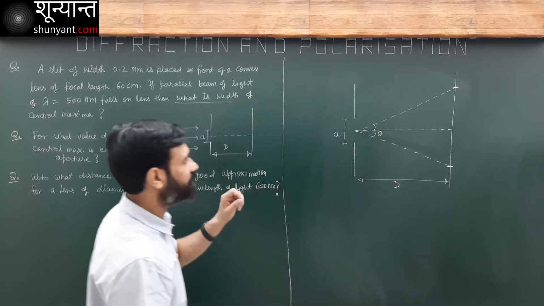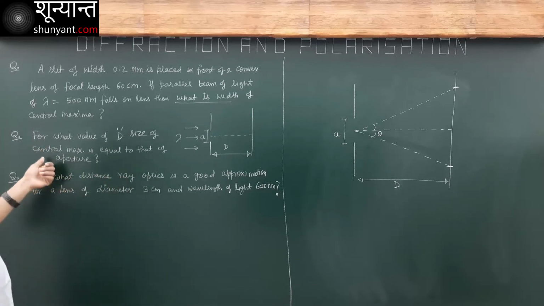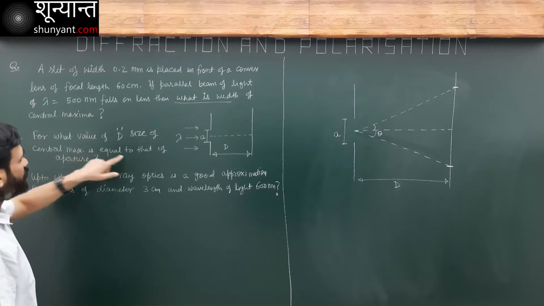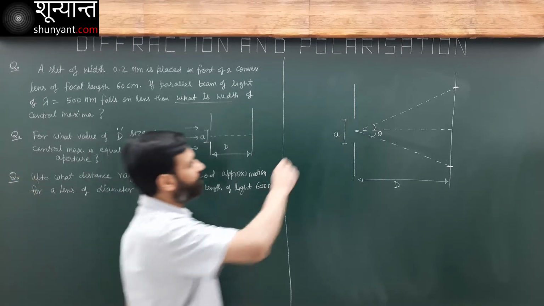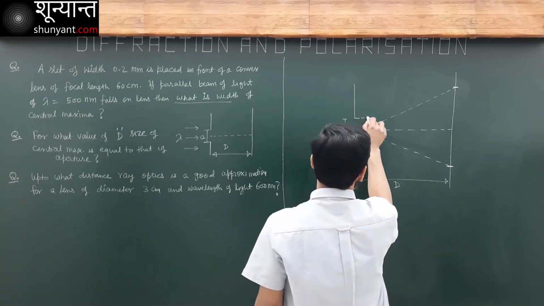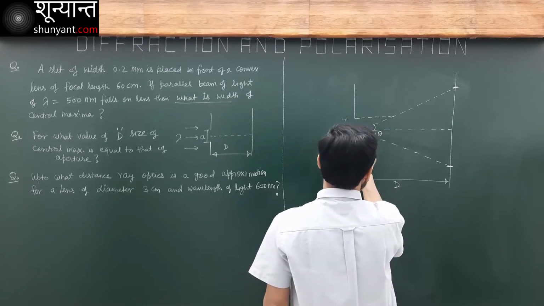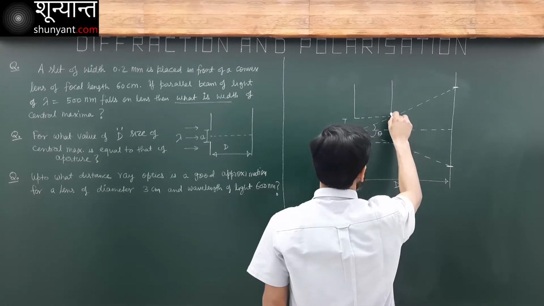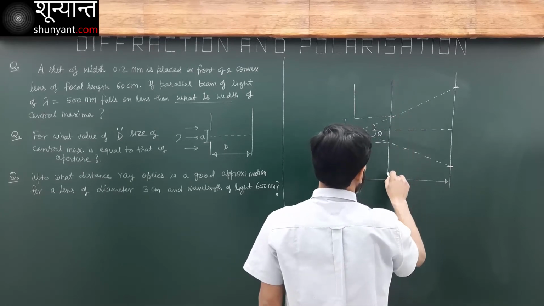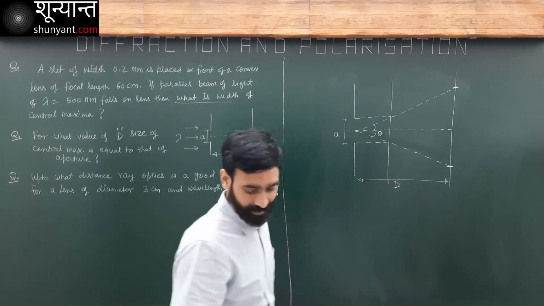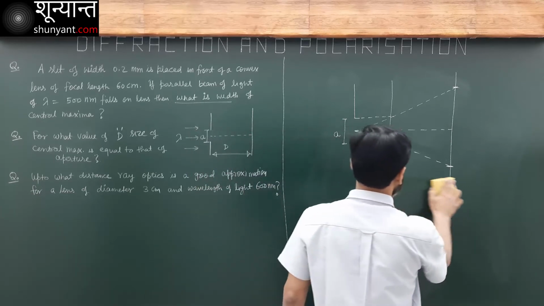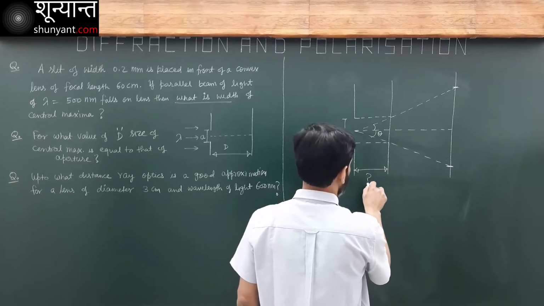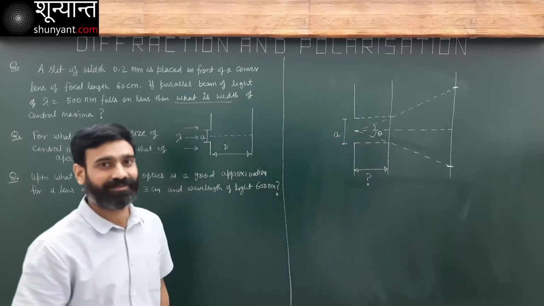Now I want my central maxima to be of the same width. For what will it be? The size of the central maxima is equal to that of the aperture. Okay. I want my central maxima to be of the same size as the aperture. That means I should keep my screen here. Theta remains the same. I have to find this distance. What should be this distance?